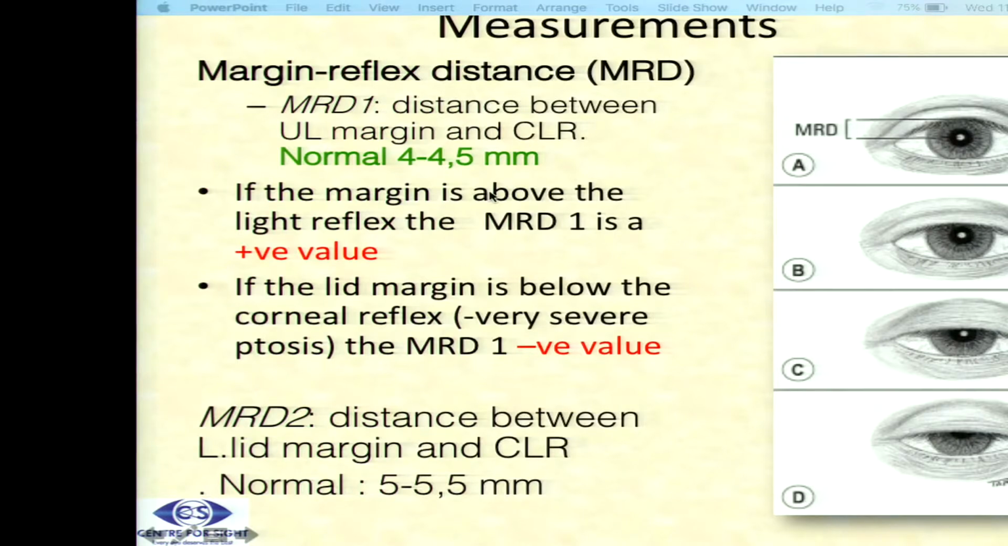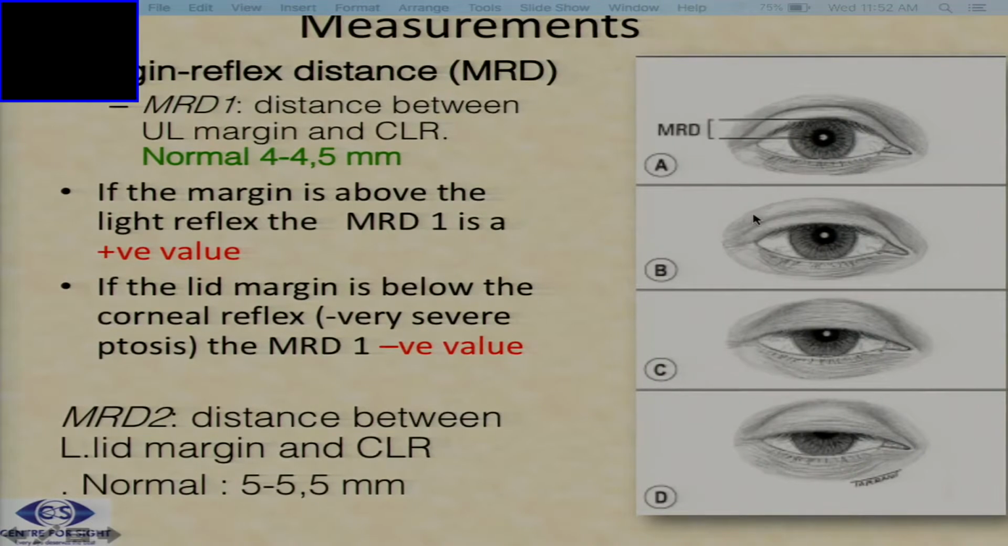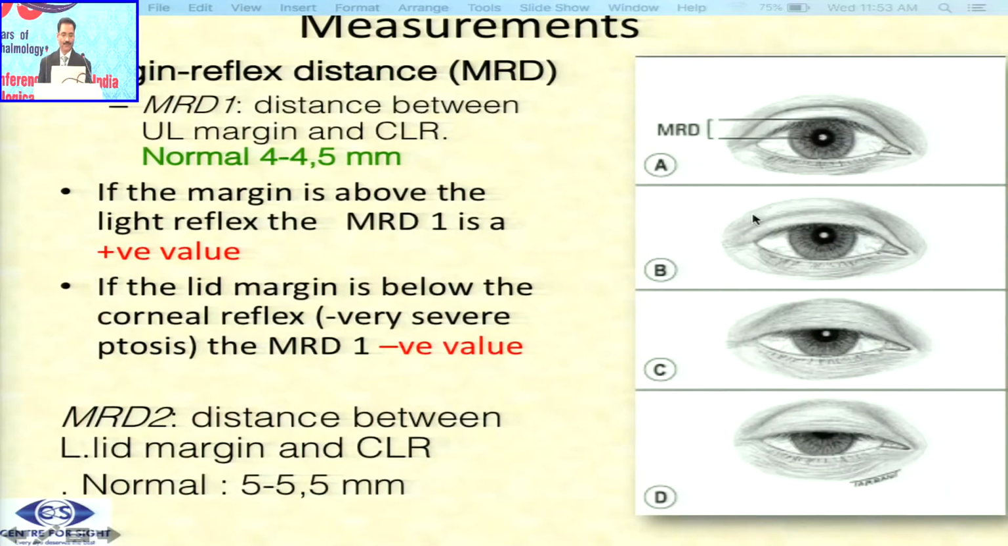MRD1 we have already discussed. Positive MRD1 is when the lid margin is above the light reflex. Negative MRD1 is when the lid margin is covering the light reflex and you will have to elevate the lid to see the light reflex. So in this particular patient, MRD is -1 because we have to elevate the lid by 1 millimeter to see the light reflex. So this is minus MRD.